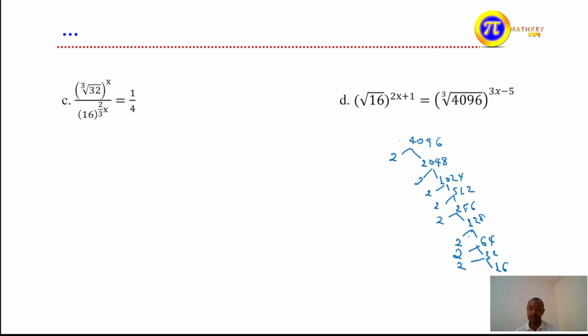Continue like this. Again we divide 16 by 2, which is 8. Again 8 divided by 2 is 4. Again divide this by 2, which is equal to 2. So we can express this as base 2. The number of 2s is 1, 2, 3, 4, 5, 6, 7, 8, 9, 10, 11, 12. So we express this in base 2 form.